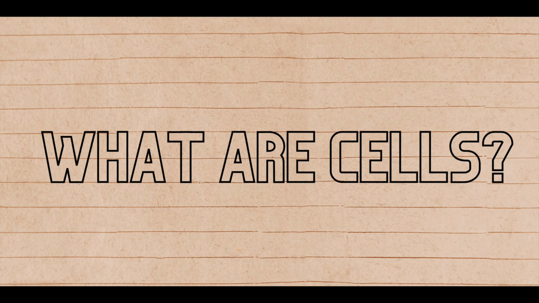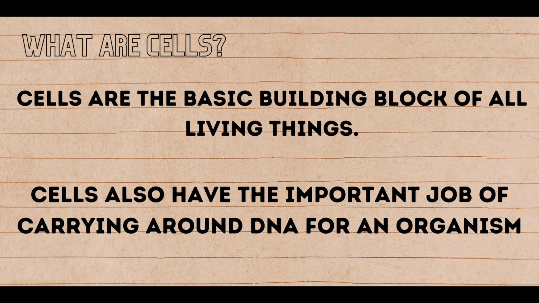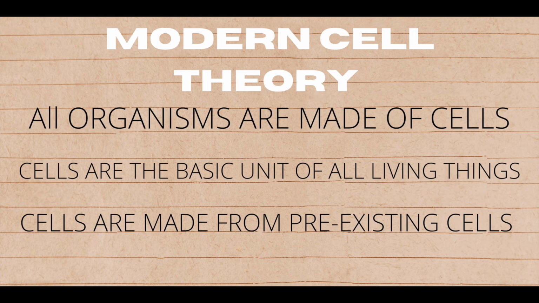What are cells? Cells are the basic building block of all living things, and cells also have the important job of carrying around DNA for all living organisms. Because cells make up basically all living things, the cell theory is so significant because it states the roles of the cells themselves. It comes in 3 parts. The first is that all organisms are made of cells. The second is that cells are the basic unit of all living things. And the third is that cells are made from pre-existing cells.